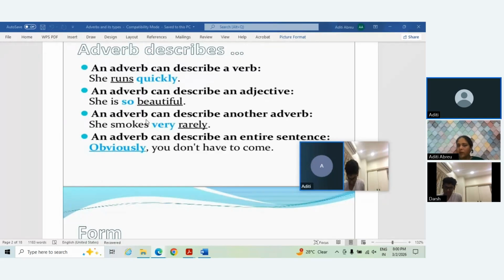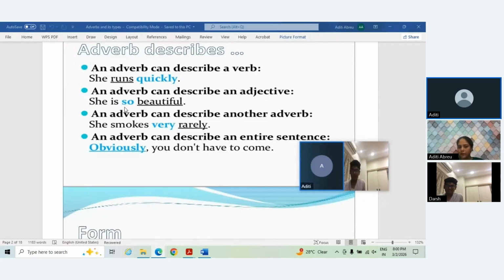Now, how does an adverb describe an adjective? Adjectives are describing words, correct? Tall, short, beautiful, long, huge, all these words are adjectives. So if you say she's so beautiful or it's extremely hot, beautiful and hot are your adjectives. The words so and extremely are your adverbs, describing the adjectives.